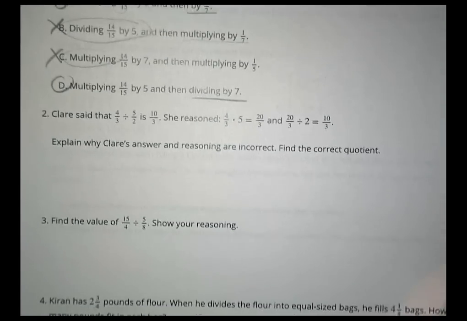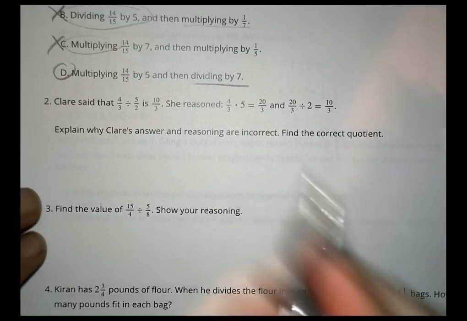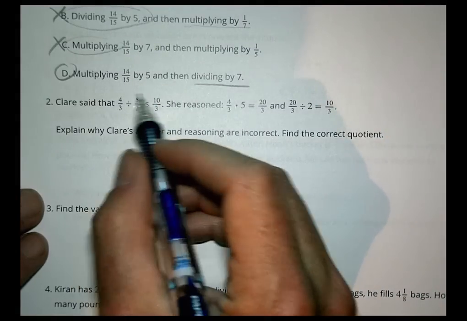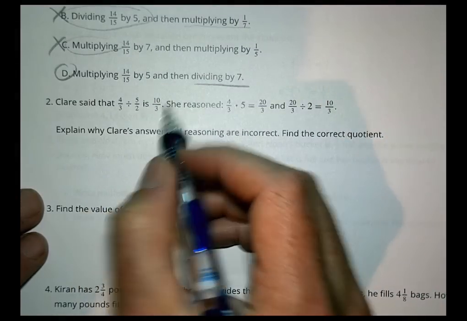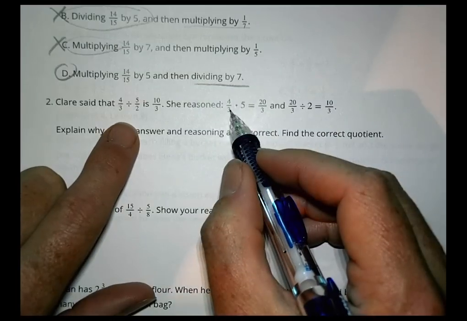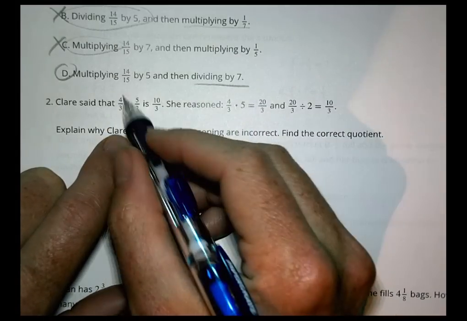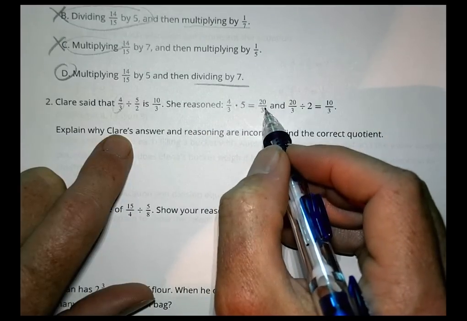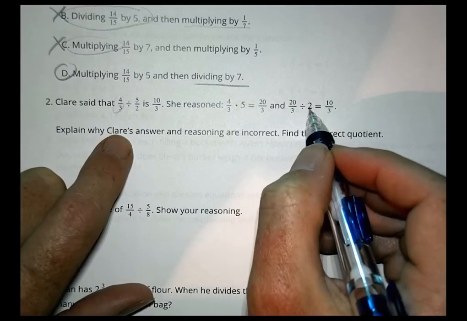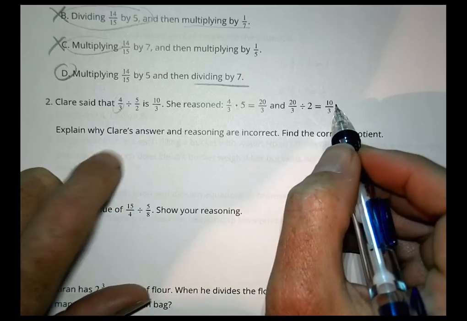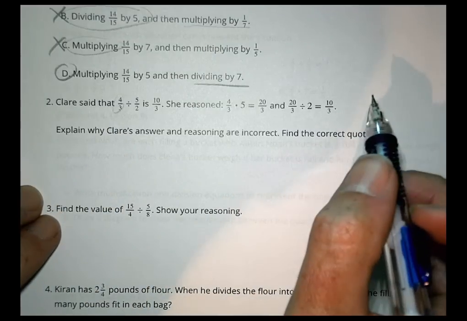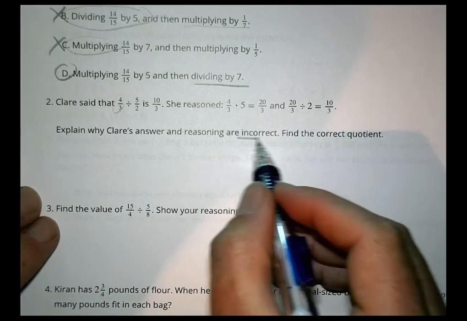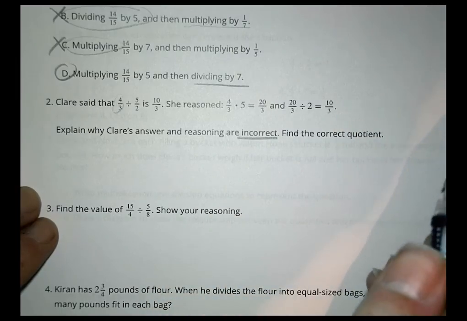All right, number 2. Claire said that 4/3 divided by 5/2 is 10/3. She reasoned that 4/3 times 5 equals 20/3, and 20/3 divided by 2 equals 10/3. Explain why Claire's answer and reasoning are incorrect, and then find the correct answer.